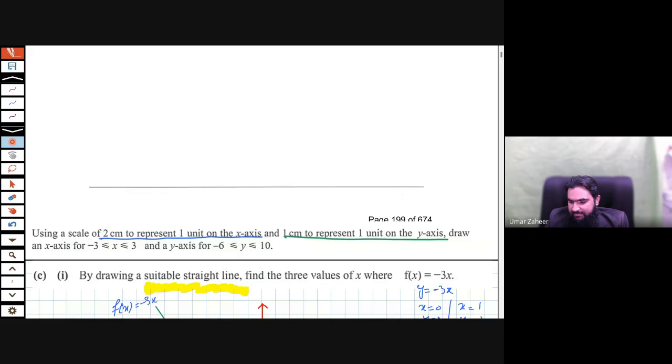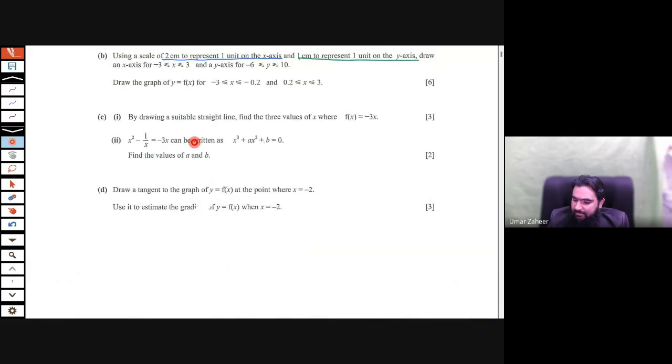Okay. In the next part, he says that if it can be written in this form, x cubed plus ax squared plus b is equal to 0, find the value of ab. Okay, this is not a graph question, you just have to simplify. I want to remove the x from the denominator, so multiply by x on both sides. x multiplied by x squared is x cubed, x will be cancelled out, minus 1, x multiplied by minus 3x is minus 3x squared. Take it on the other side, it will be x cubed plus 3x squared minus 1.